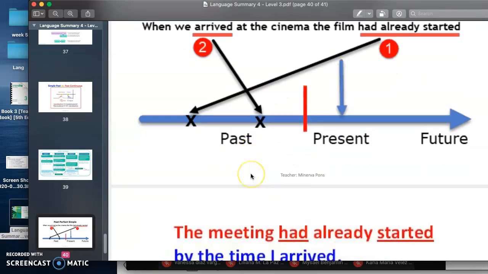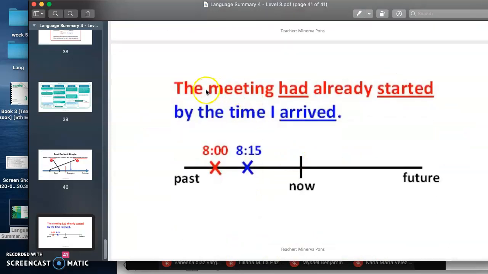So we also have this other example. For example, the meeting had already started by the time I arrived. So again, we have this timeline, we have past, we have now, which is present, and then we have the future. The two actions are happening in the past, but let's say that the meeting started at 8 o'clock, and then I arrived at 8:15. The meeting had already started by the time I arrived. So first, the meeting started, then I arrived.